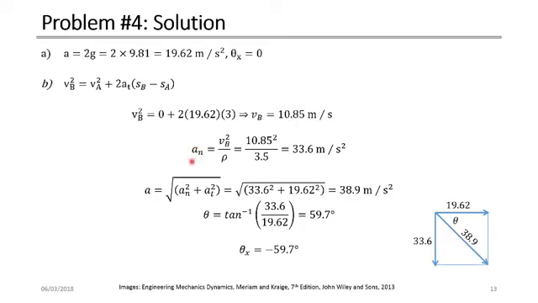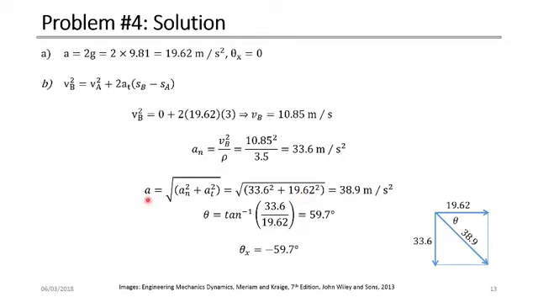So the normal component of the acceleration in this case is vp squared divided by rho. The rho here, the radius of curvature, is constant between P and C, and it's 3.5 meters. The velocity here was found as 10.85. So it's 10.85 squared divided by rho, which is 3.5. That gives us 33.6 meter per second squared, the normal component. And as I said, at point P, the tangential component of the acceleration is the same, 19.62.